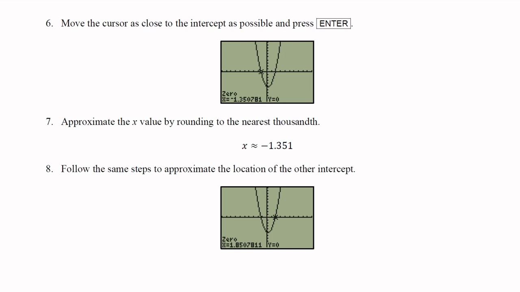Then you're going to follow the same steps to approximate the location of your other intercept. And you'll see at the bottom of the screen 1.8507811, which we will also round to the nearest thousandth. So you'll have x is approximately 1.851.